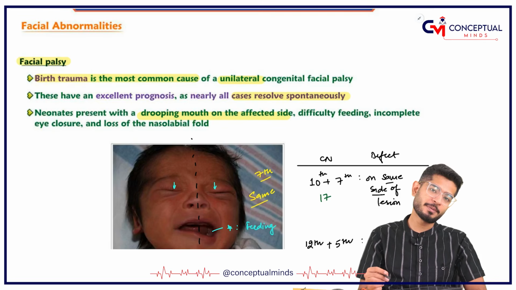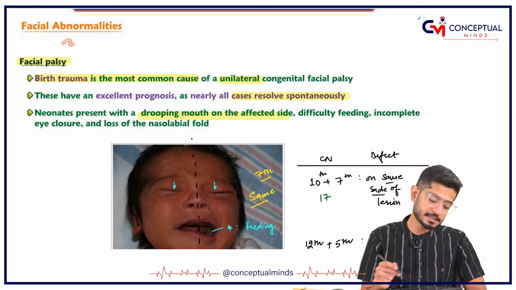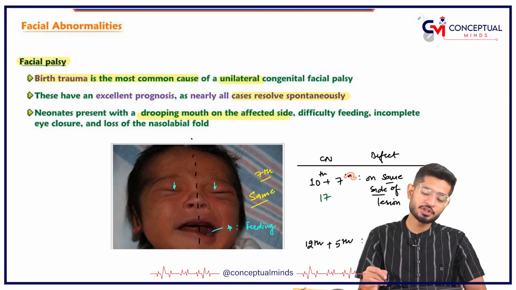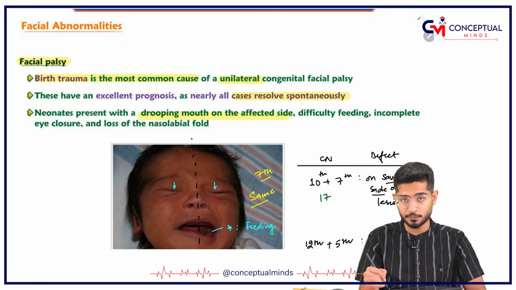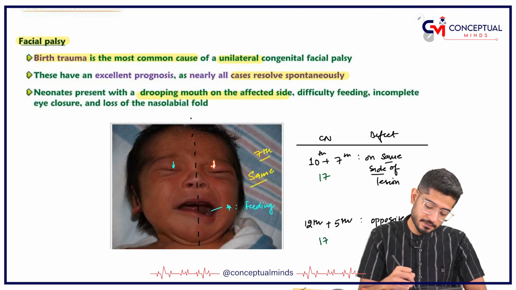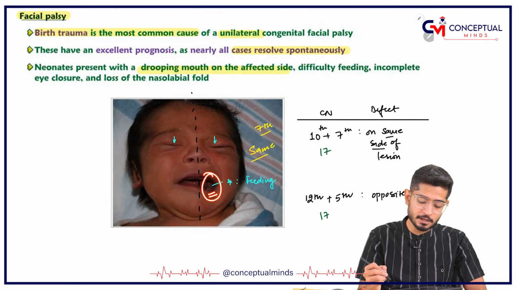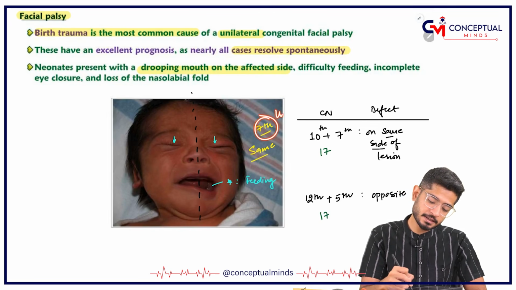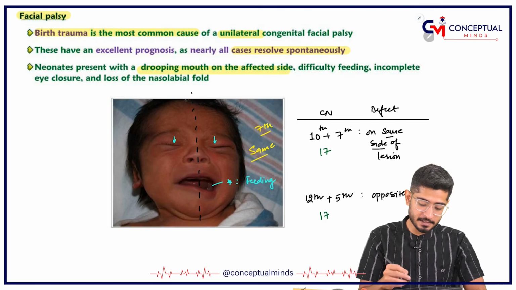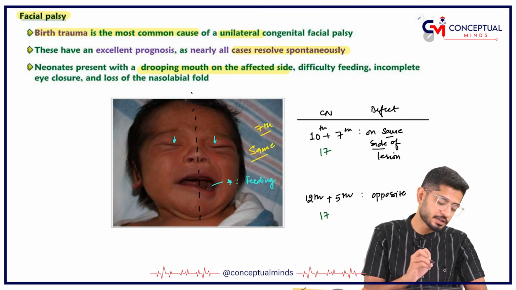So facial abnormalities, not very common, but one of the abnormalities of the face is facial palsy. Facial palsy means the 7th cranial nerve is involved, the 7th cranial nerve is damaged. Can you see that the 7th cranial nerve is damaged, that's why the child is not able to close the eyelid properly, and of course if you see here, there is a drooping mouth on the affected side. So if the 7th cranial nerve is involved, my dear friends, please understand, this lesion is going to be on the same side. So what is happening? In facial palsy, what is the cause?